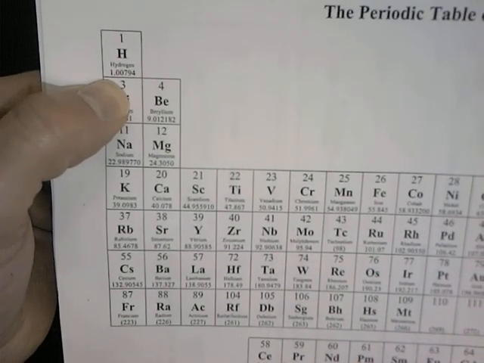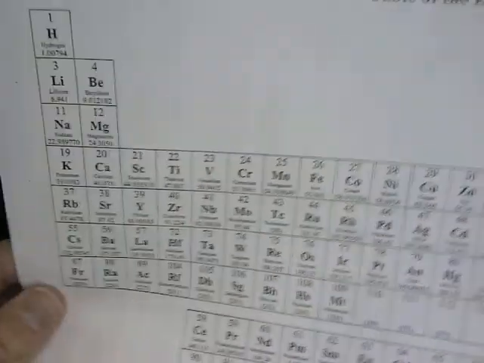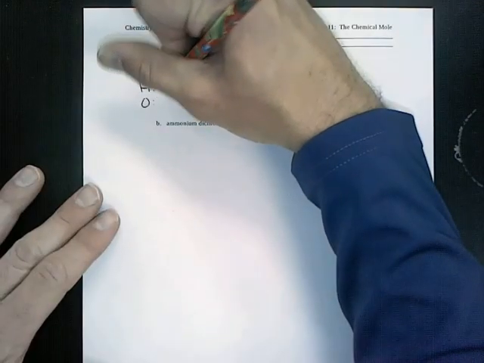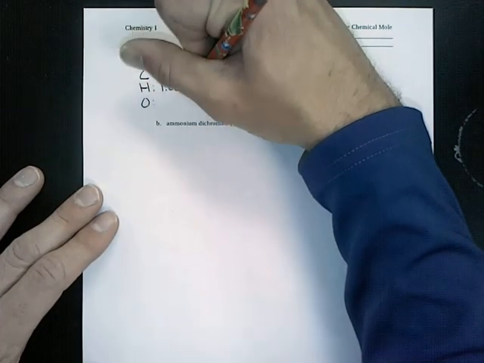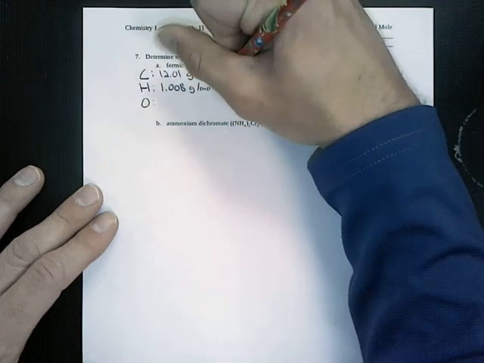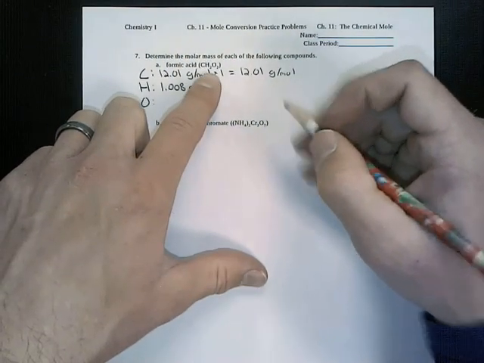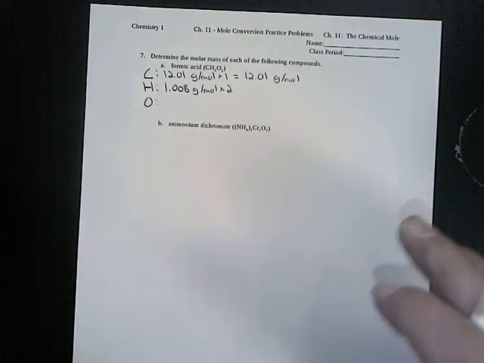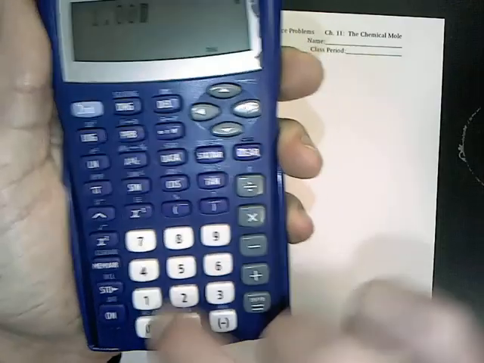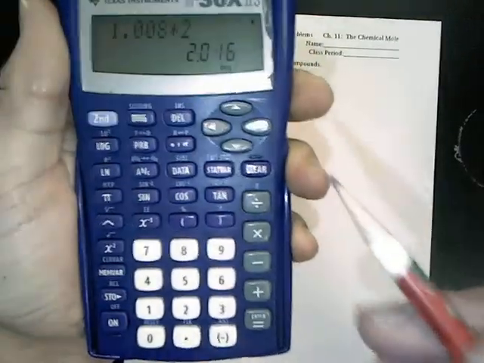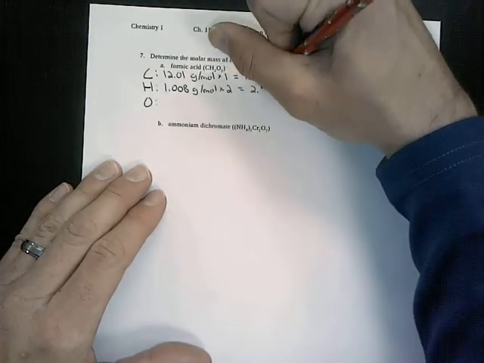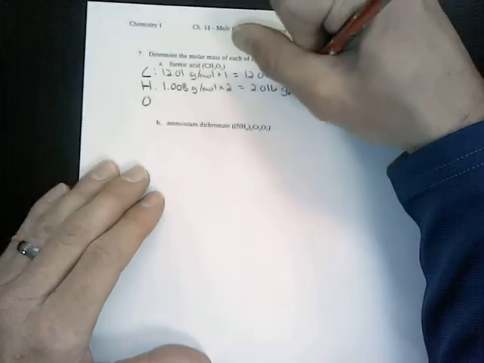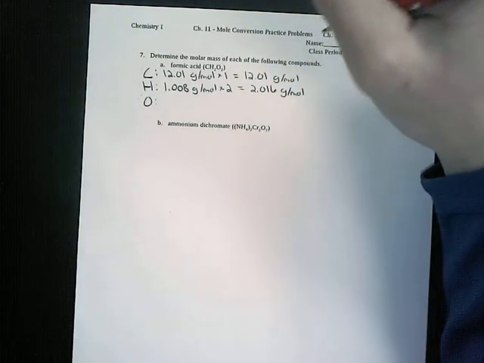Then we have H. We look up H. Now H is the weirdism. I like 3 digits on H, or 3 decimals. So the value for the molar mass is 1.008 grams per mole times how many H's? Well, we have 2 H's. So if you multiply 1.008 times 2, we get a value of 2.016 grams per mole. Then oxygen, we do the same thing.